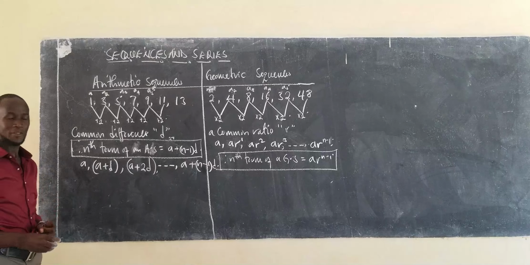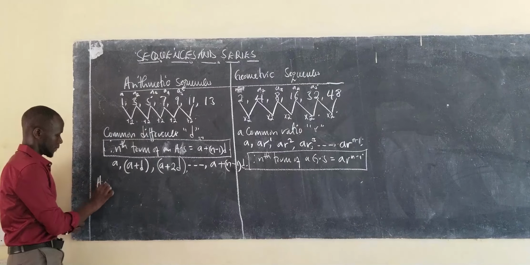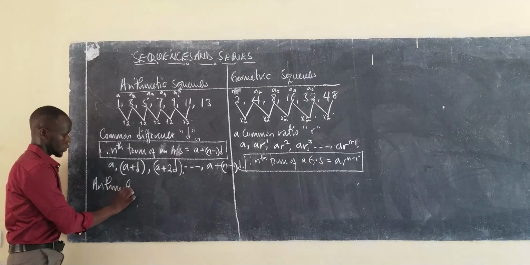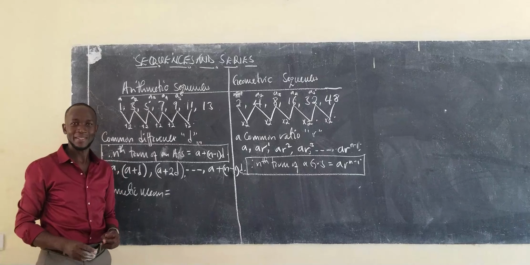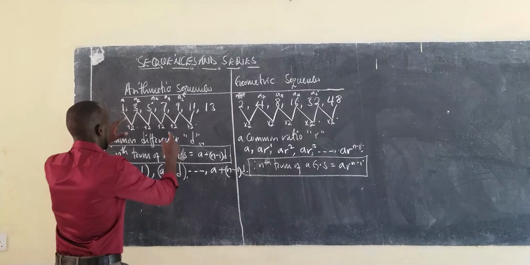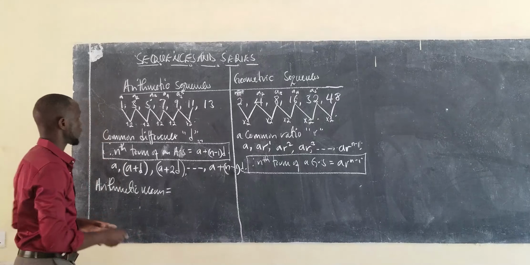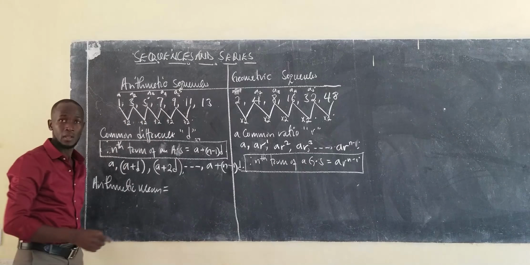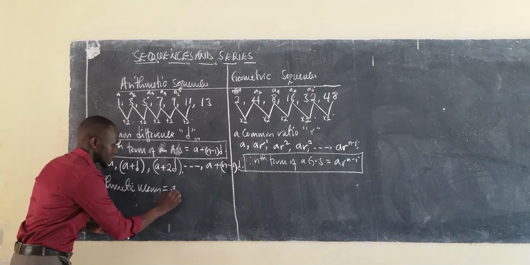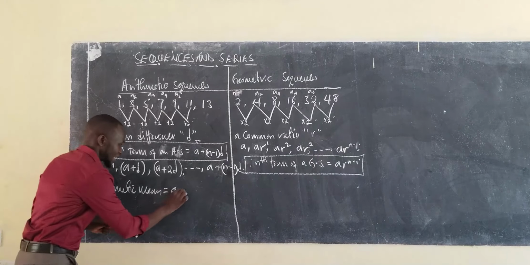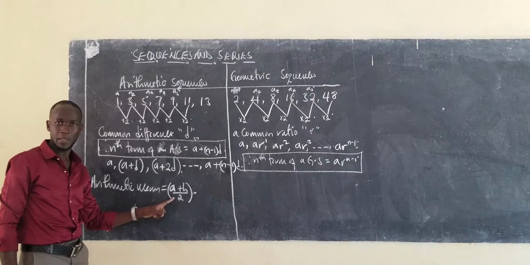There is something that we need to see here. If they asked for the arithmetic mean, how do you get it? The arithmetic mean means a figure that is in between the given two values. If they ask you for the arithmetic mean between 1 and 13, they want that figure between this 1 and 13. So you get the first figure that is being asked, plus the last one, and you divide everything by 2. This is how you get the arithmetic mean.